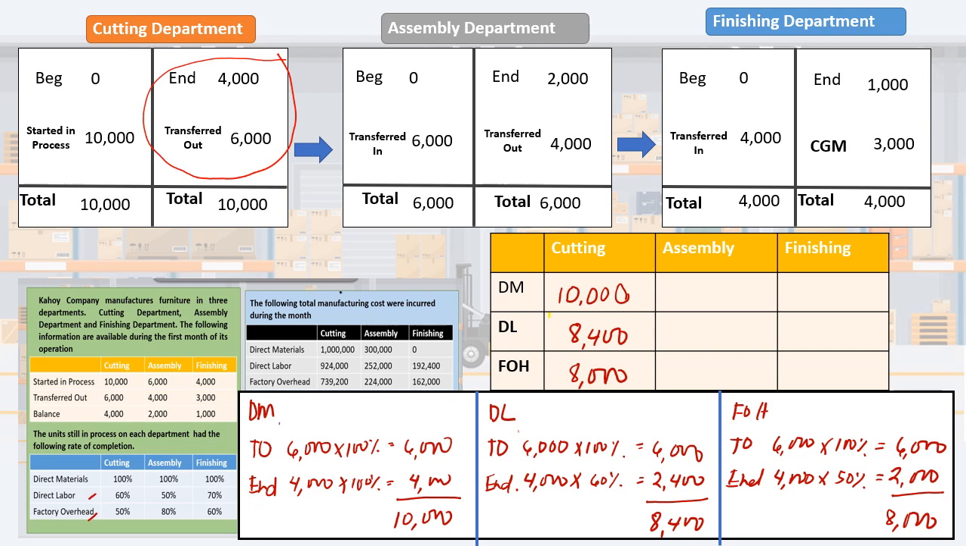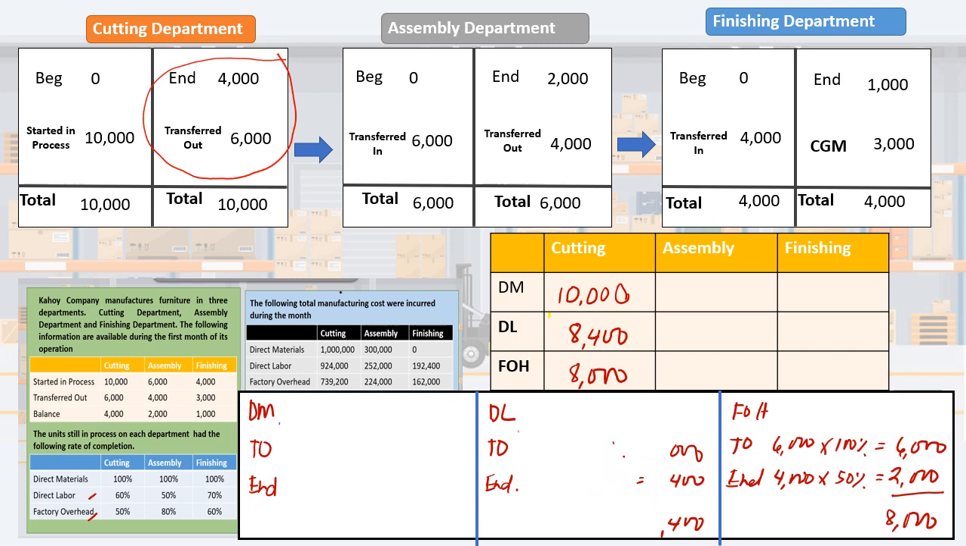So proceed na tayo sa assembly department. So burahin ko lang po para malinis ang ating board sa ilalim, di ba? So, burahin ko lang. Okay, so yan, malinis na po ulit ang ating board sa ilalim. So, proceed na tayo sa computation naman ng equivalent unit of production as far as the assembly department is concerned.